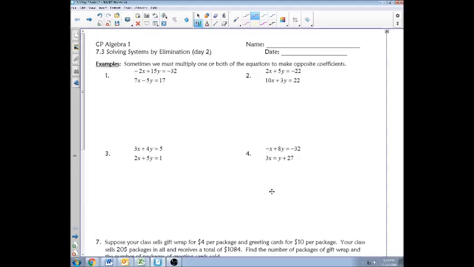Welcome back to Mr. DuPage's classroom. This lesson is for my Algebra 1 class. It is 7.3, Solving Systems by Elimination, Day 2.